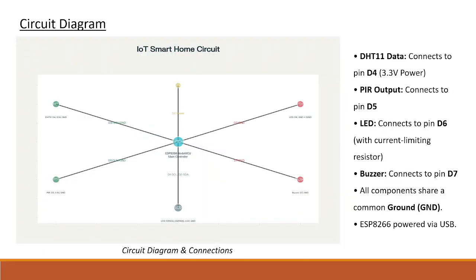Here's the complete circuit diagram. The DHT11 sensor connects to pin D4 with power from 3.3 volts. The PIR sensor connects to D5. The LED with a current limiting resistor connects to D6. The buzzer connects to D7. If using an LCD display, it connects via I2C to pins D1 and D2. All components share a common ground. The ESP8266 is powered through the USB port, which also allows programming. This design is simple yet robust, making it easy to assemble and troubleshoot.